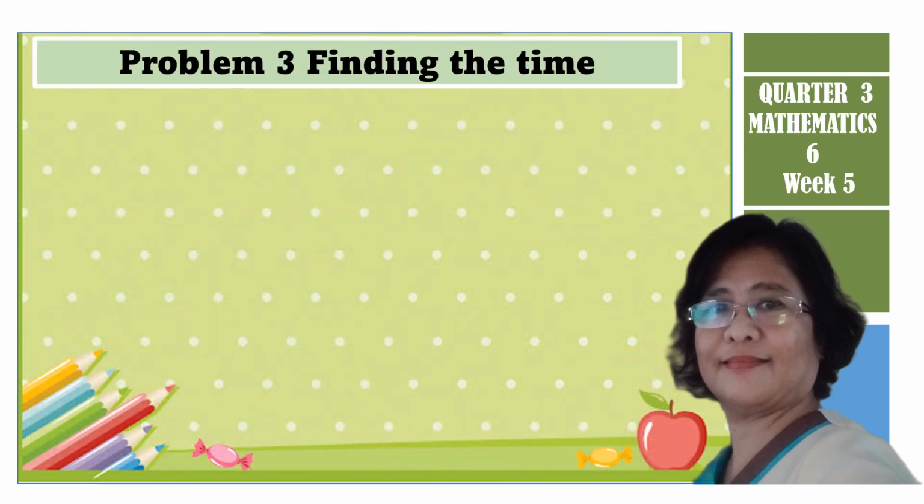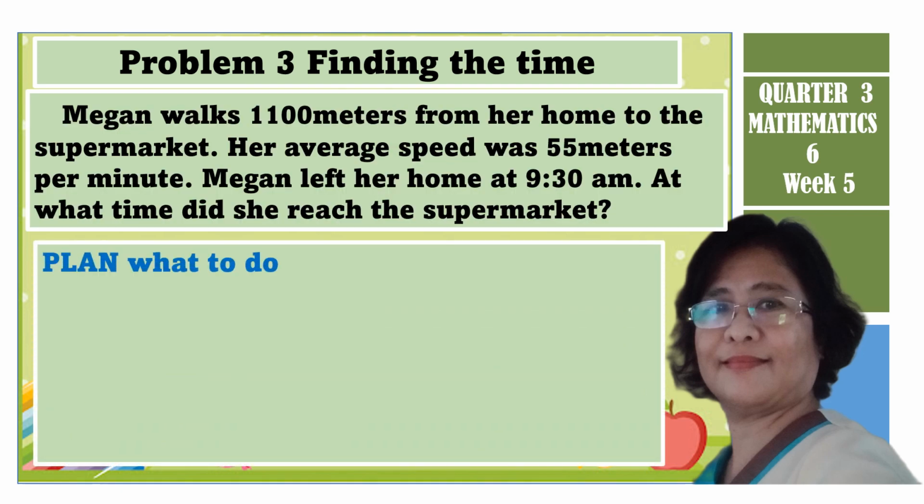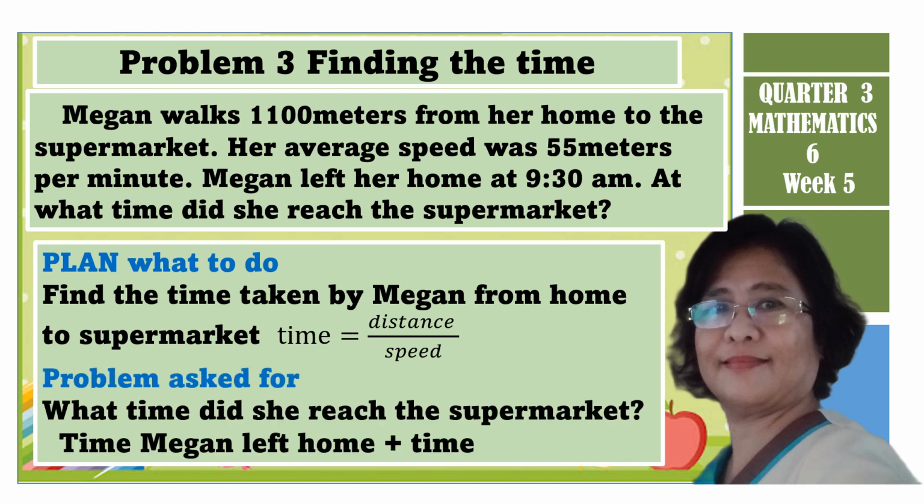Let us now do the planning. Using the given information in the problem, first, let us find the time taken by Megan from home to the supermarket, using the formula time is equal to the distance divided by the speed, and then add the answer to the time Megan left home to arrive at the correct answer.